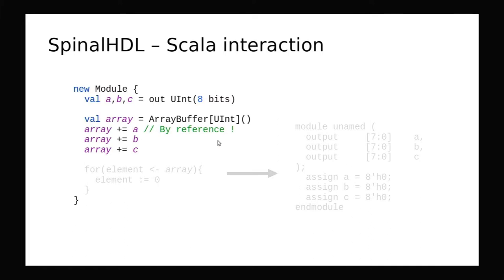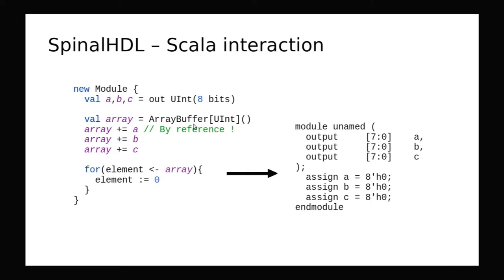And so, you can store a reference to hardware signals of the netlist, like this, like, okay, you add A, B, C in our array. Then write, for instance, a for loop, which will iterate over all the elements of our array. And we will assign each of them to zero. And as you can see here, the generated netlist will be kind of unrolled. Because SpinalHDL will only see the part of its API.